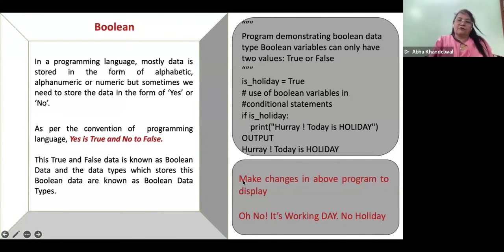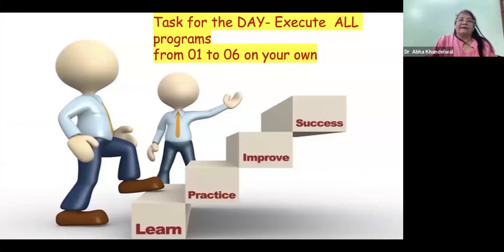And this is homework for you. Make changes in the above program to display, oh no, it's working day, no holiday. So what we will do here, just assign false to is holiday. If is holiday is false, just change the print statement right here: oh no, it's working day, no holiday. And just try to execute, have fun, and you will enjoy doing this, I'm very sure. Please look here. You have to practice all the programs from 1 to 6 on your own.